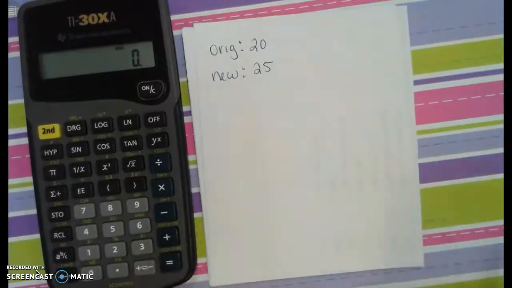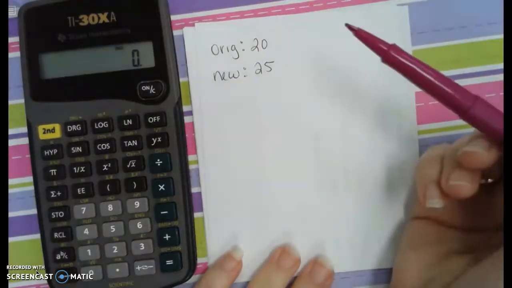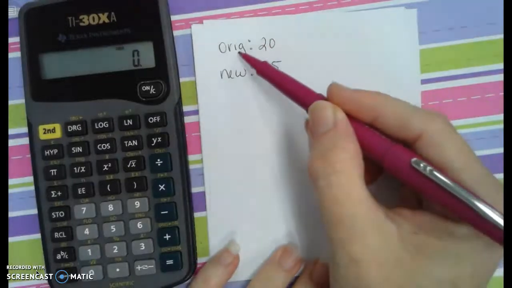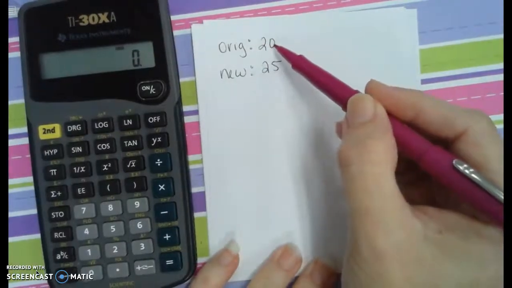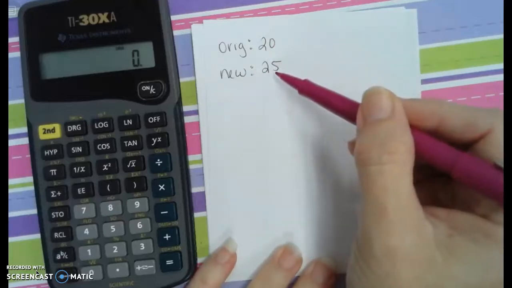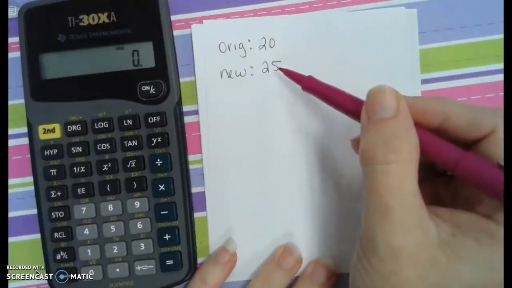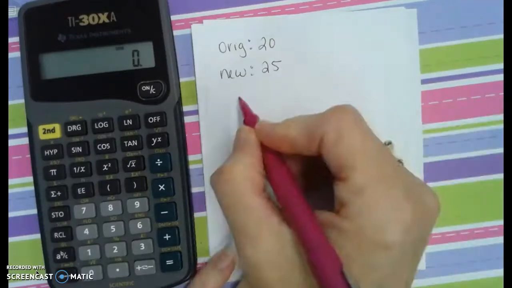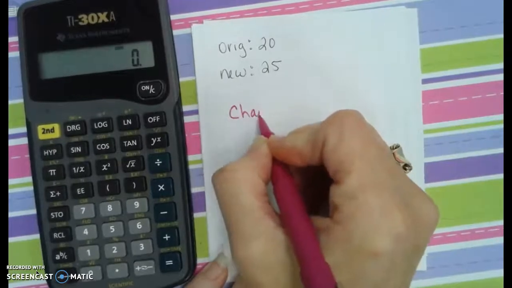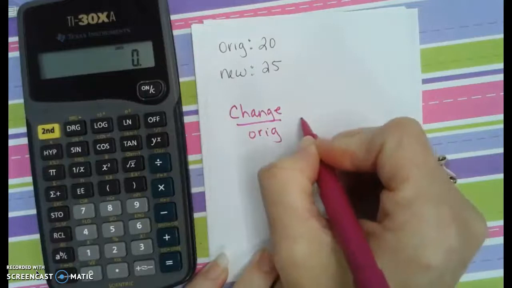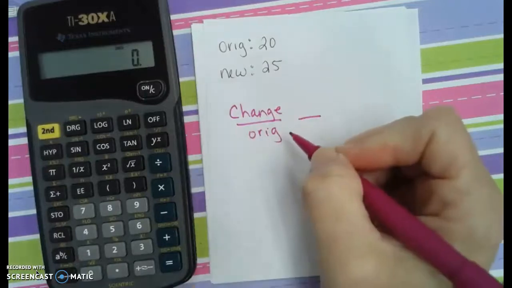A lot of people think about it like money, but it's not always money. Well, we're going to start with money because most of us understand money pretty well. So if we say an item started out at $20, and with inflation or whatever, the price changed to $25, this would be a percent of increase because it goes up. So the formula is change over original. So we want to know the original price or original amount always goes on the bottom.